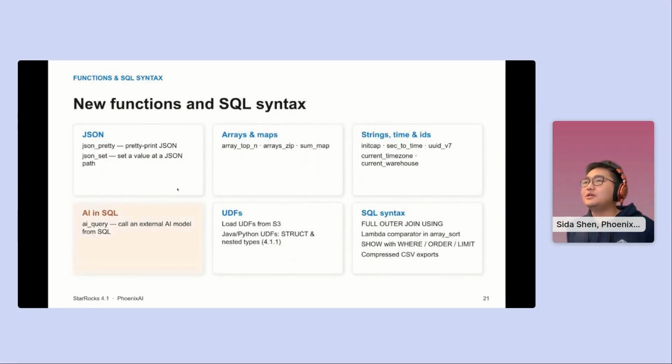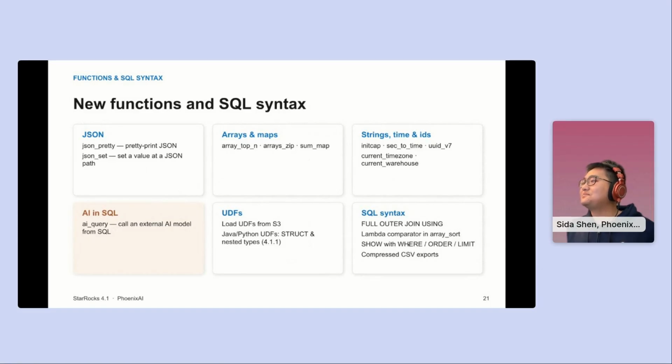And also we supported a bunch of new functions. We haven't given up on any of the data types, right? JSON, array, string, and time. It's a lot more than this. Take a look at the release note. And now we have AI functions. So you can use AI query to call an external AI model directly using SQL with no code, right? Okay, and now we support full outer join using syntax.